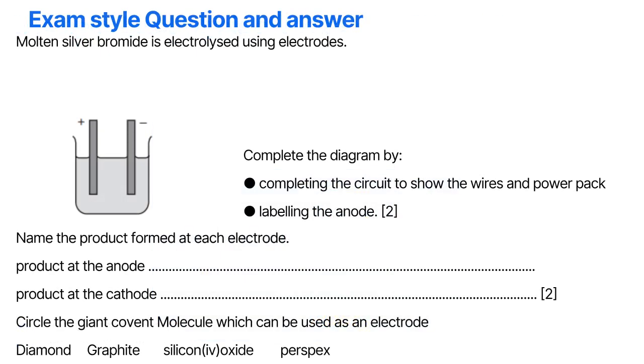Let us answer an exam past paper on electrolysis. Molten silver bromide is electrolyzed using electrodes. You are asked to complete the circuit to show the wires and power pack, labeling the anode. Name the product formed at each electrode. And circle the giant covalent molecule which can be used as an electrode.